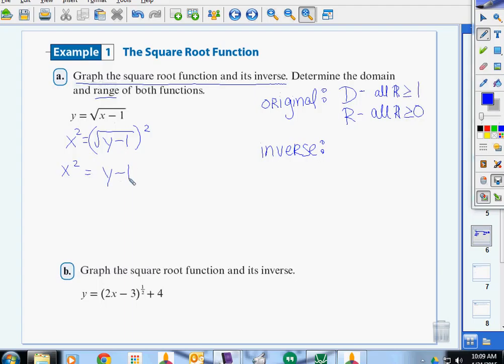All right, no big deal. Bring the 1 over here. We should end up with y equals x squared plus 1. Does everybody see the math I did on that one? Hopefully that's not too big of a stretch for you. Okay, so now we graph this.